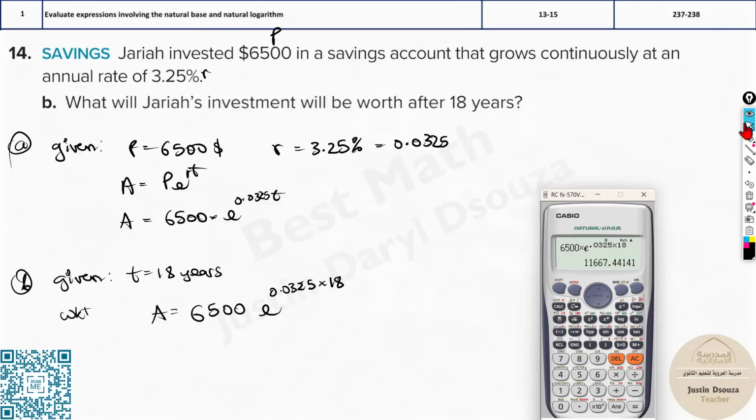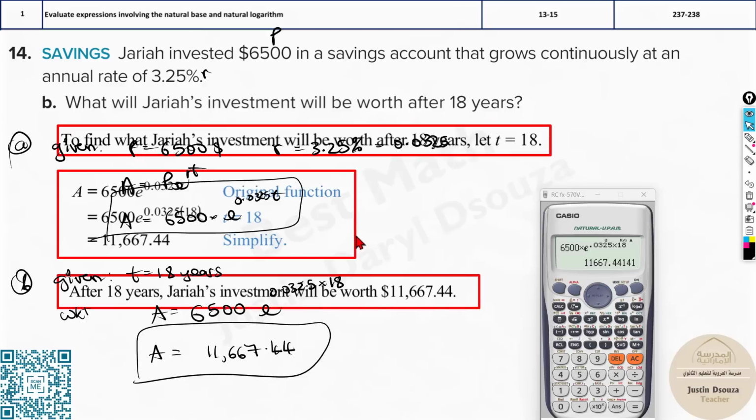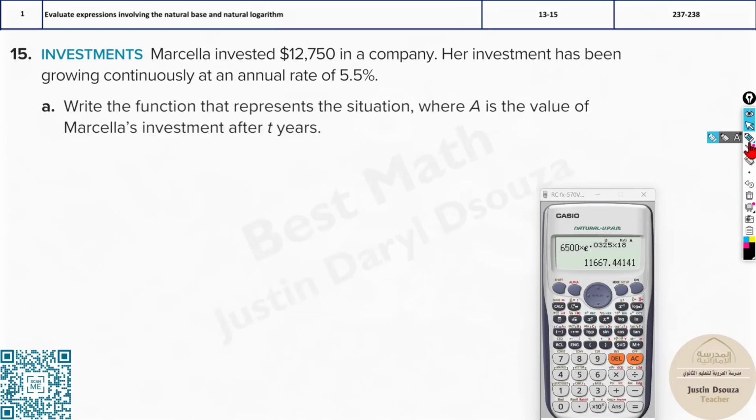So the answer would be 11,667.44. So the A value is 11,667.44. So that is the answer. And this was the part A answer. Similarly, I would highly suggest you do the next problem by yourself, and then I would do it. You can pause the video right now and do this by yourself and then watch the video.